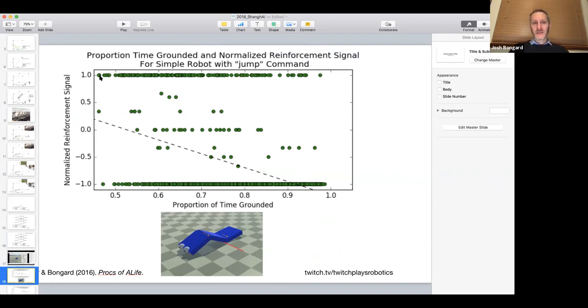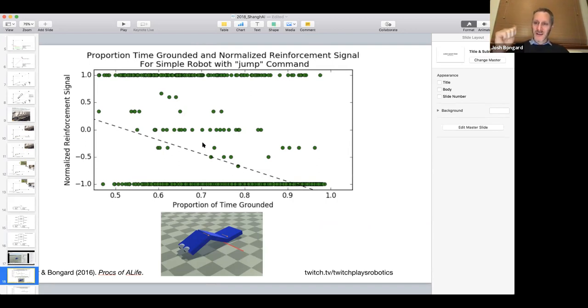So the points that you see up here at the top, these all received unanimous yes votes or up votes from the crowd. Everyone who saw the robot using that controller under the command jump said, yes, the robot is actually jumping. All of the controllers that you see down here, the crowd unanimously provided negative reinforcement. No, the robot is not jumping.